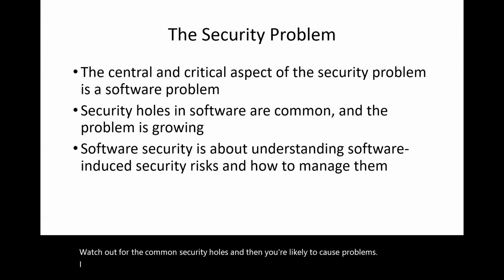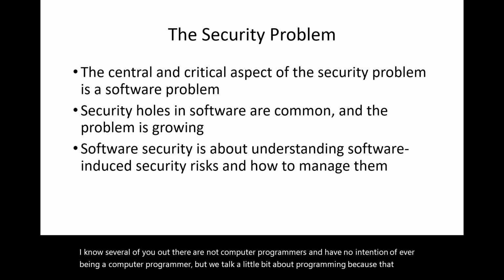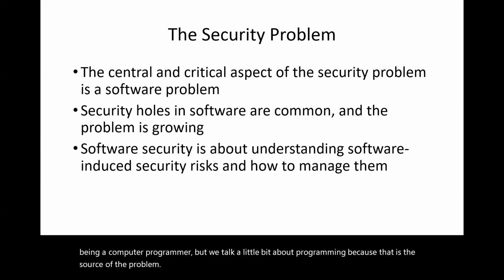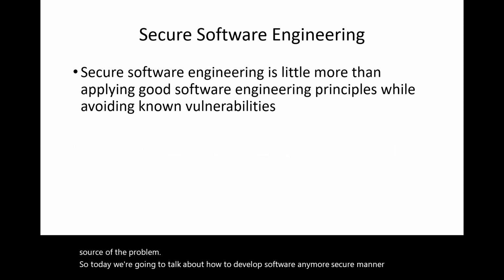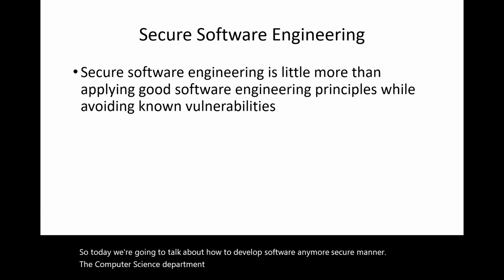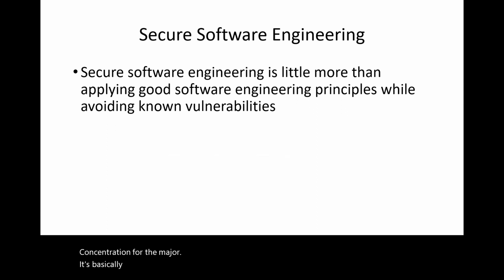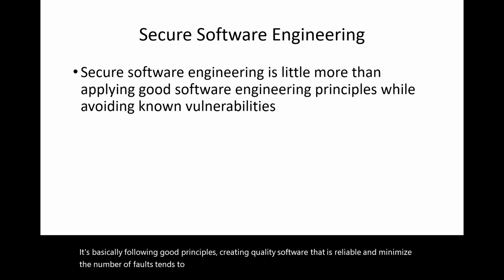I know several of you out there are not computer programmers and have no intention of ever being a computer programmer, but we need to talk a little bit about programming because that is the source of the problem. So today we're going to talk about how to develop software in a more secure manner. The computer science department has a secure software engineering concentration for the major. It's basically following good principles, creating quality software that is reliable and minimizes the number of faults, tends to create secure software.